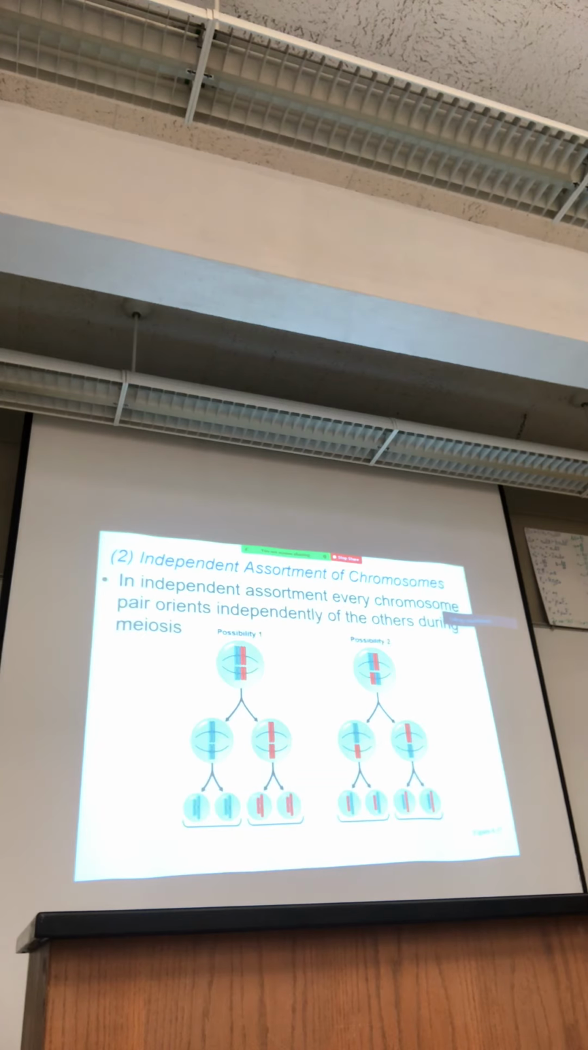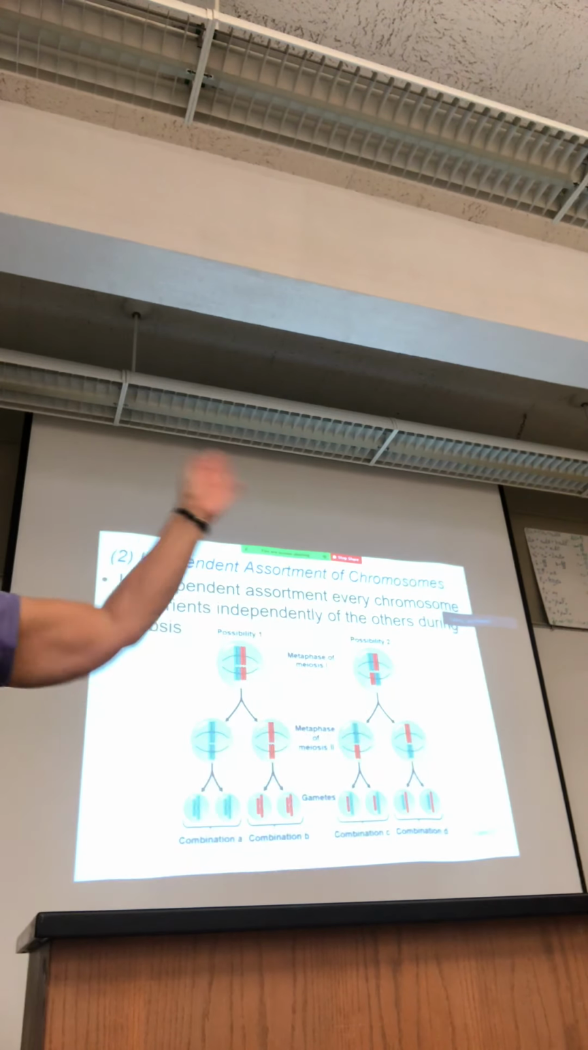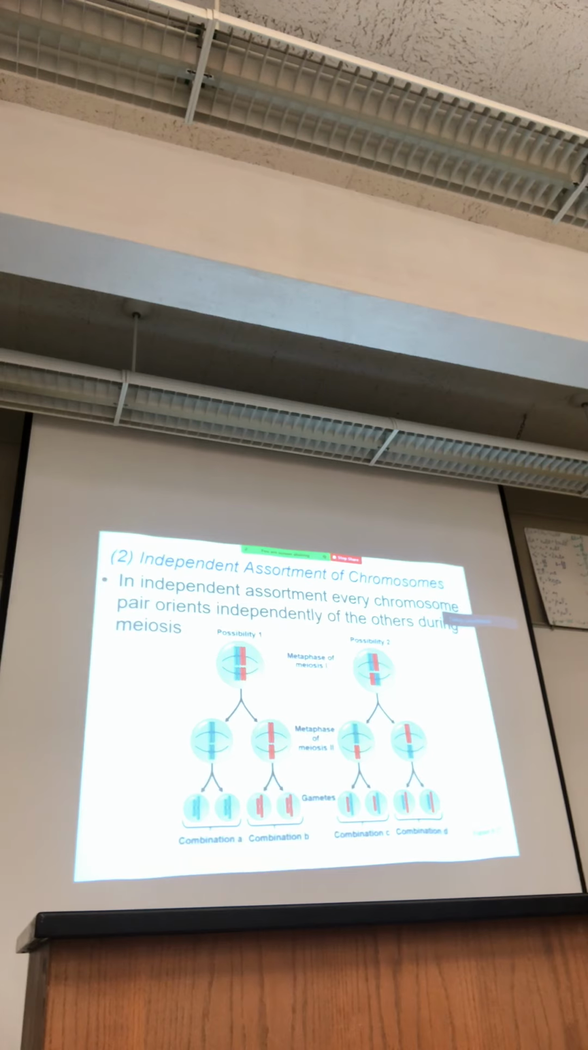The additional 3 include independent assortment. This takes place in metaphase 1 of meiosis. Independent, what does the word independent mean? Doesn't depend on what anybody else does, right? Assortment, what does assortment mean? It can mean a lot of different things. Like arrangement. It's an arrangement, it's how you put things together. So independent assortment in this context is determined by how the chromosomes line up during metaphase 1.